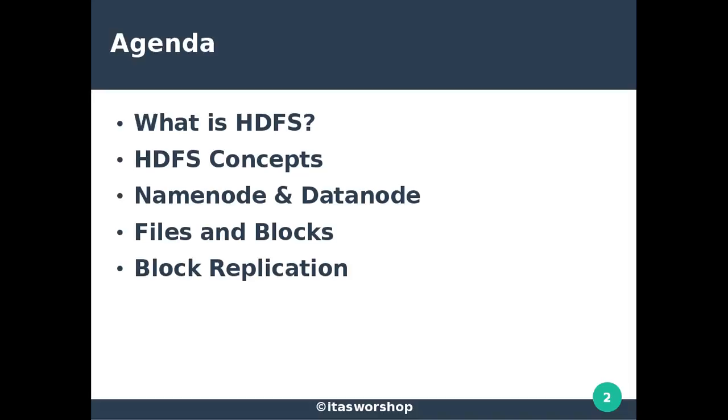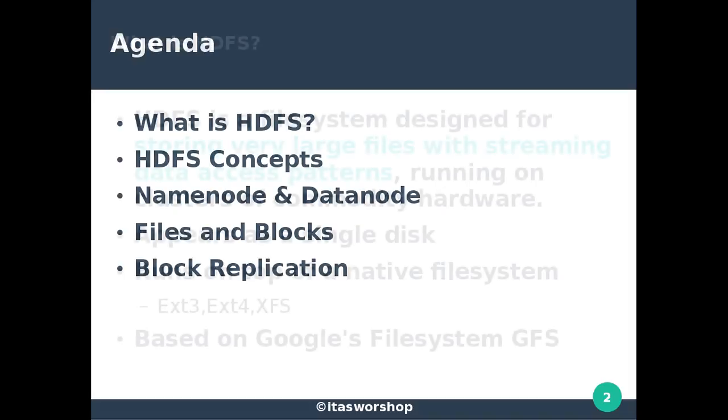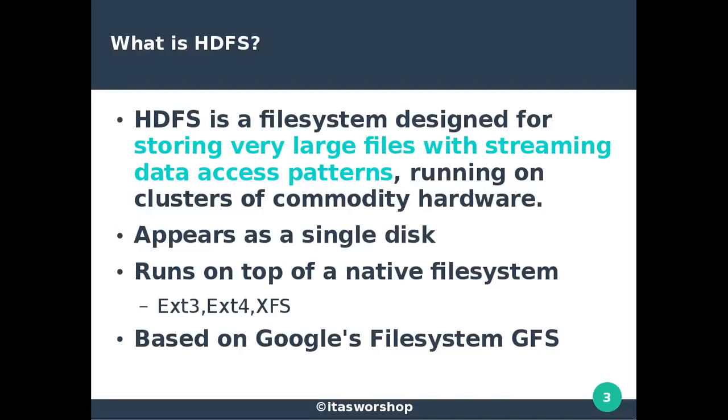So today's agenda is what is HDFS, HDFS concepts, name node and data node, what are the files in HDFS, how blocks are created, what the blocks are, and how blocks are replicated. HDFS is a file system designed for storing very large files, with streaming data access patterns, running on a cluster of commodity hardware. As we have already discussed, Hadoop uses commodity hardware. We have a different, dedicated file system which is supposed to handle very large files.